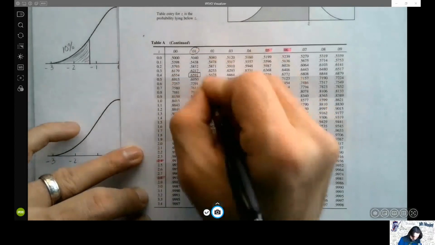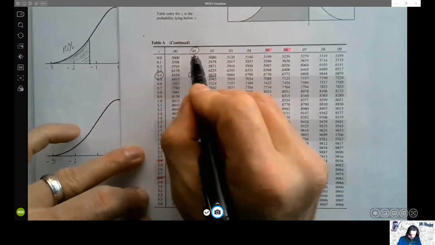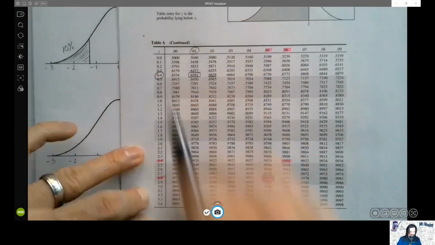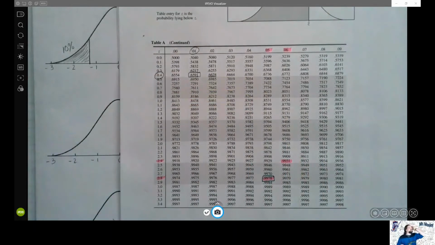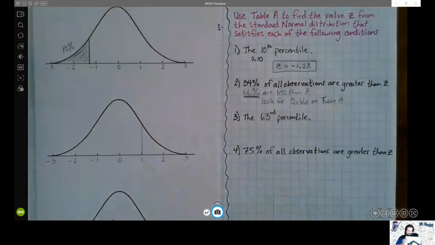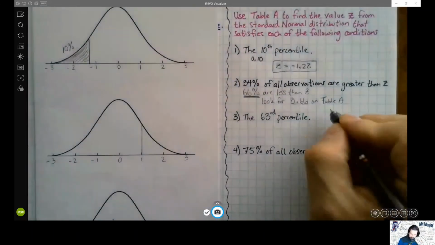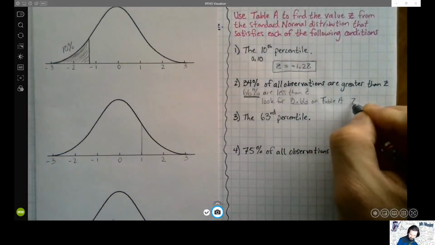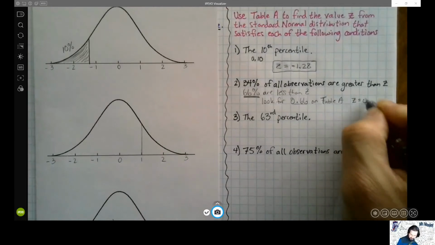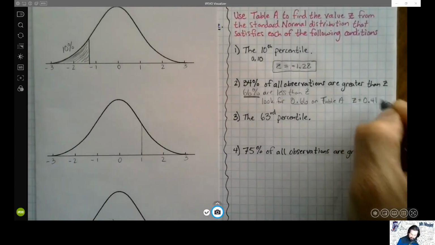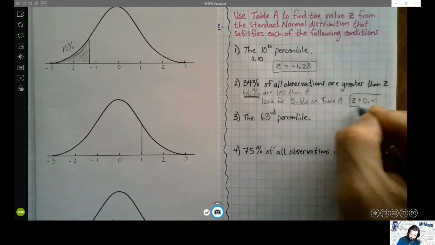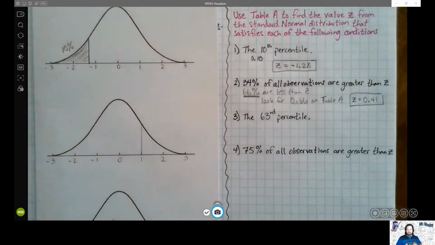Again, we trace this. We get 0.01 plus 0.4, which gives us a Z of 0.41. That is our result. Z equals 0.41. Right? Excellent.